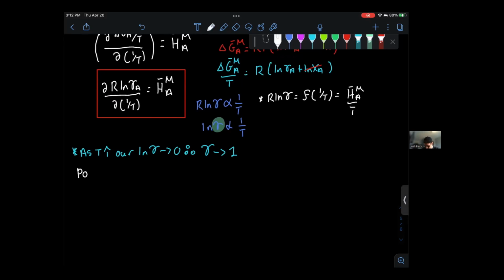If we are to have positive deviation, we're going to have weak AB bonds. This is going to cause the like bonds to cluster. When we have positive deviation, what happens to our gamma? Our gamma is greater than 1. This is going to give us a positive slope in terms of enthalpy. So we're going to have a positive enthalpy.